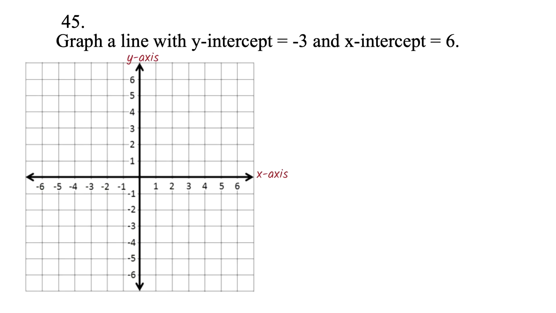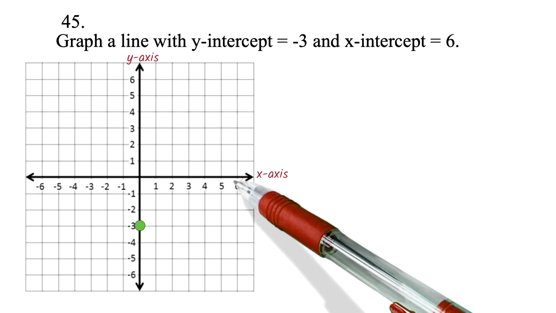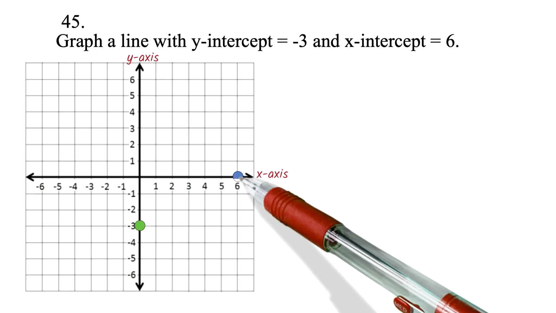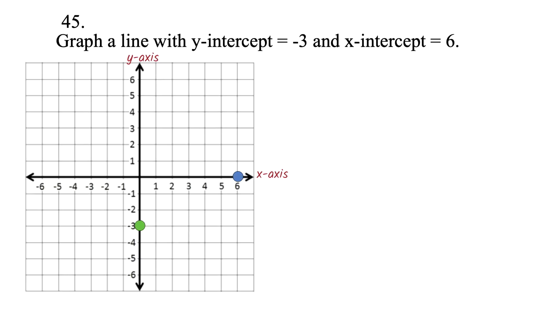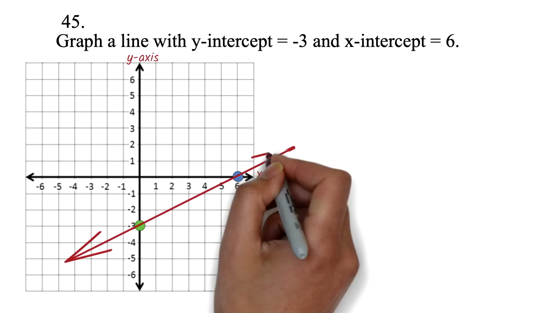Graph a line with y-intercept -3 and x-intercept 6. We know the y-intercept is a point on the y-axis. This value is -3. We locate it and plot our point. The x-intercept is 6. We know that the x-intercept is a point on the x-axis. We locate our point 6 on the x-axis and plot the point. Finally, we draw a line through those 2 points and we are done.